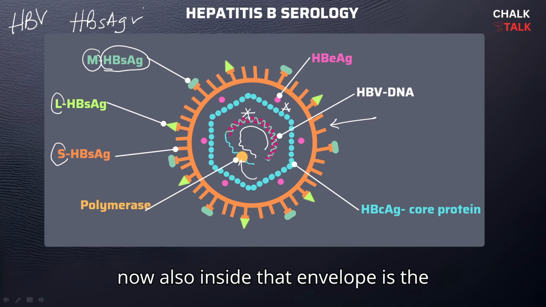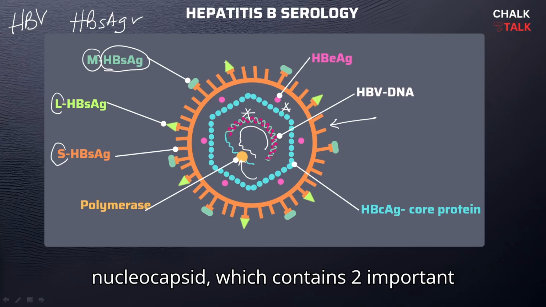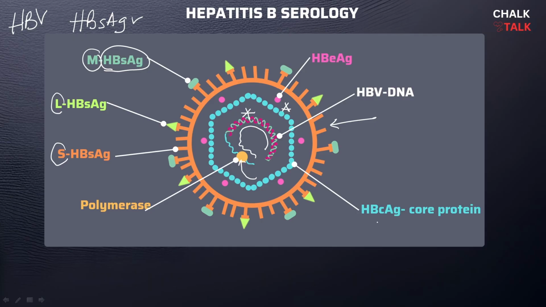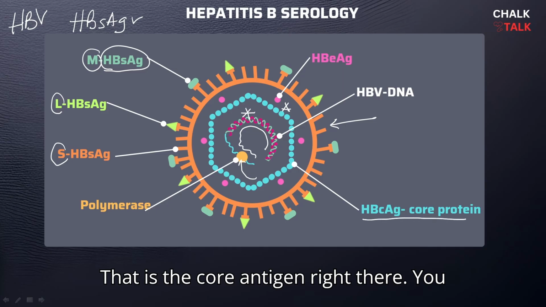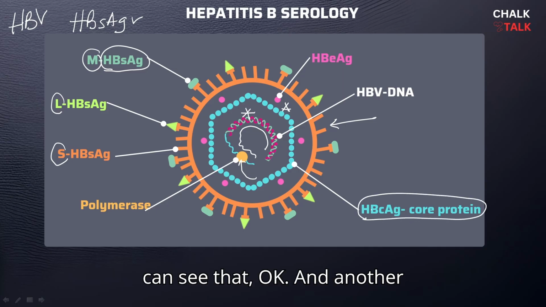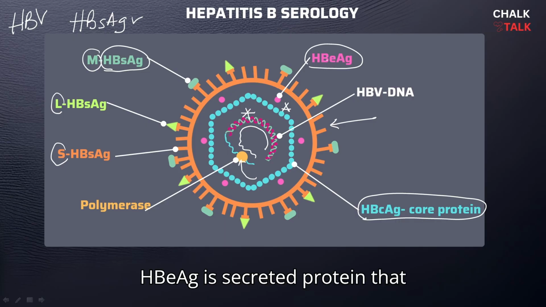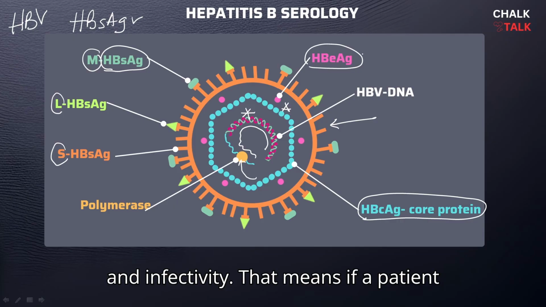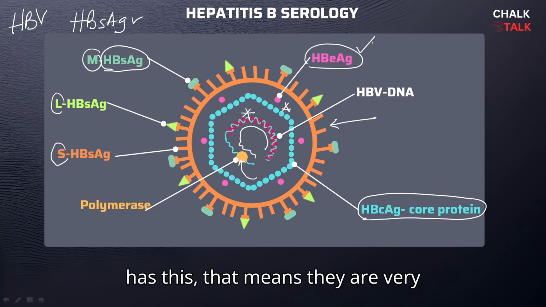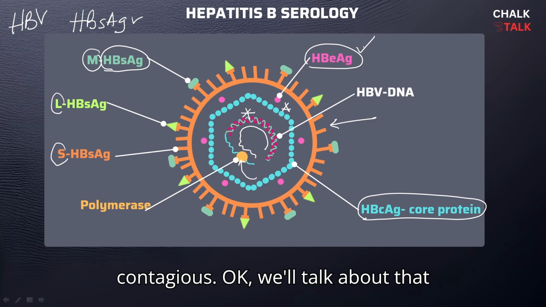Now, also inside that envelope is the nucleocapsid, which contains two important antigens that I want you to remember. That is the core antigen right there. You can see that. Okay, and another antigen known as HBeAg. Now, HBeAg is a secreted protein that correlates with viral replication and infectivity. That means if a patient has this, that means they are very contagious. Okay, we'll talk about that very soon.